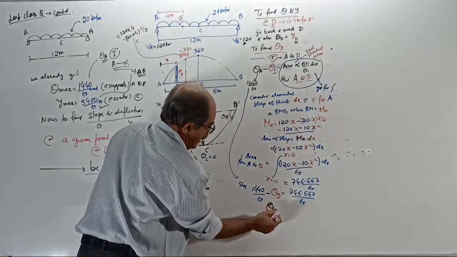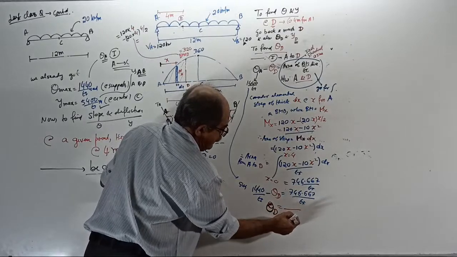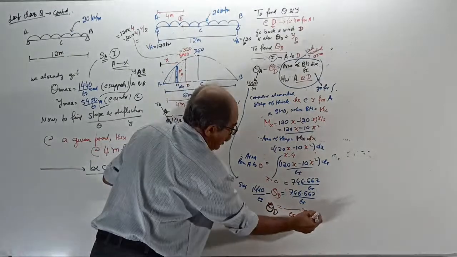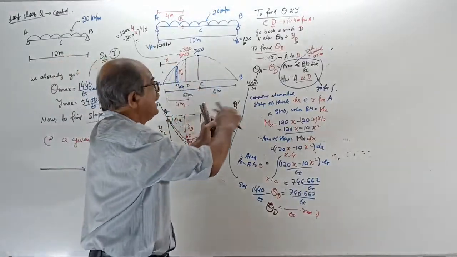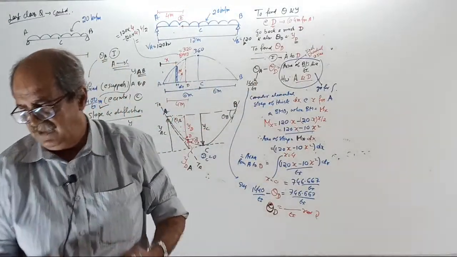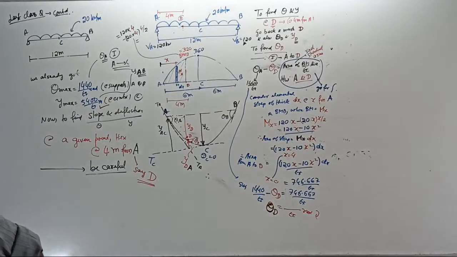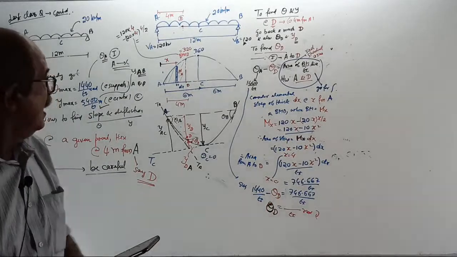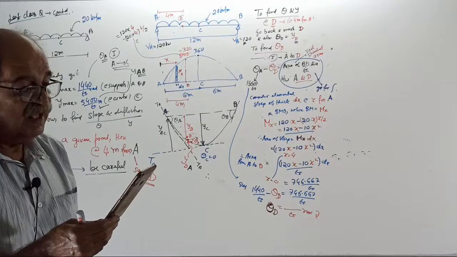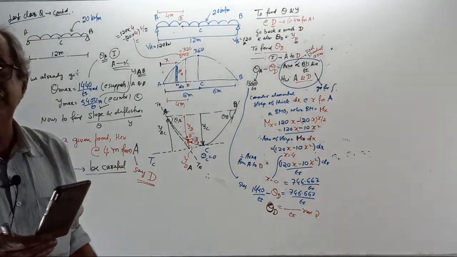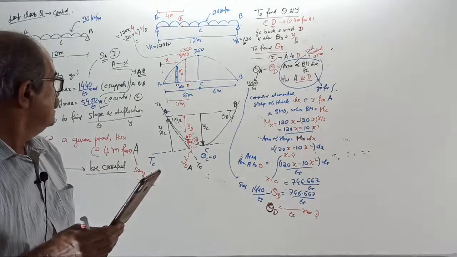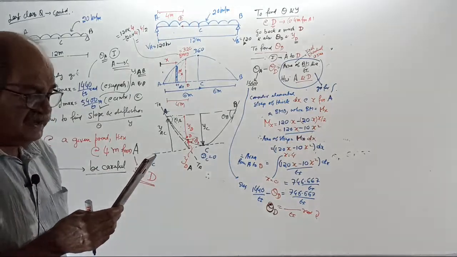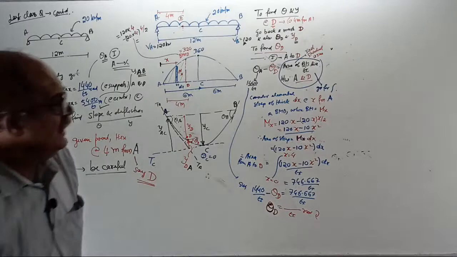What is theta D? Something divided by EI radian, clockwise. Why? You can see here, if the point is on that side, integrate from that side. Theta D, answer first. This is called the mathematical concept. Answer: 693.333 by EI.